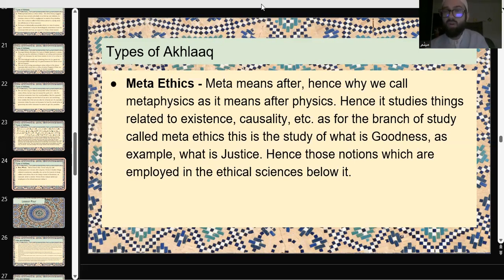As for the branch of study called metaethics, what is it? This is the study of what is goodness. You want to know what is good? Goodness itself. What is that essence of goodness? What is the quiddity of goodness? This is a topic that you study in metaethics. Or what is justice? What exactly is justice? This is a study of metaethics. What is oppression? This is a study in metaethics. Hence, those notions which are employed and applied in the ethical sciences below it, in those ethical theories, are defined and studied in metaethics.